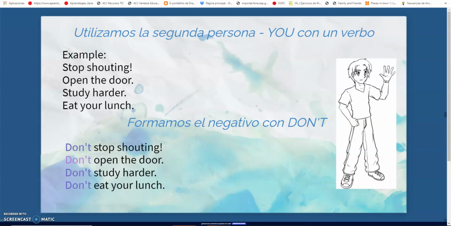Si se dan cuenta, en todas estas formas en español solamente agregamos el no. No te detengas, no abras, no estudies. Pero en inglés no podemos decir solamente no, stop shouting. Eso no suena nada bien. Necesitamos la ayuda del auxiliar don't. Entonces, todas estas oraciones o imperativos en negativo siempre van a utilizar el auxiliar don't.